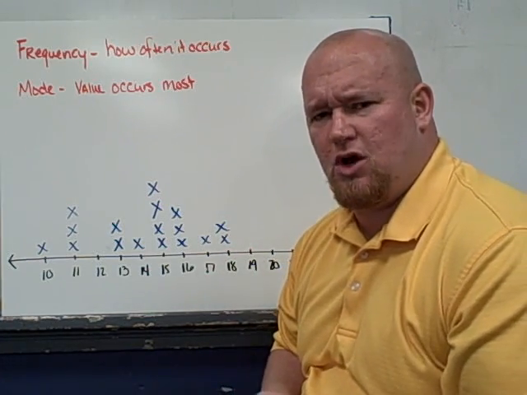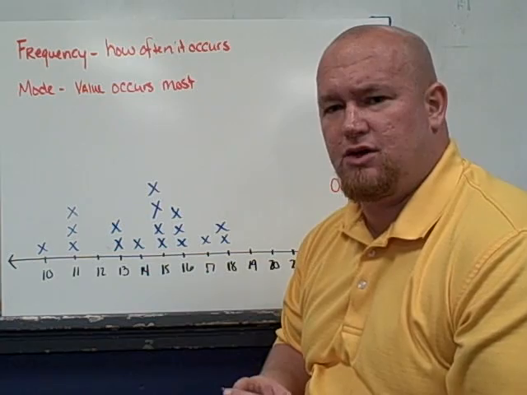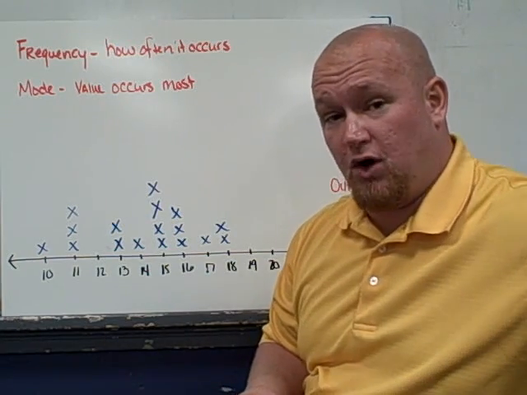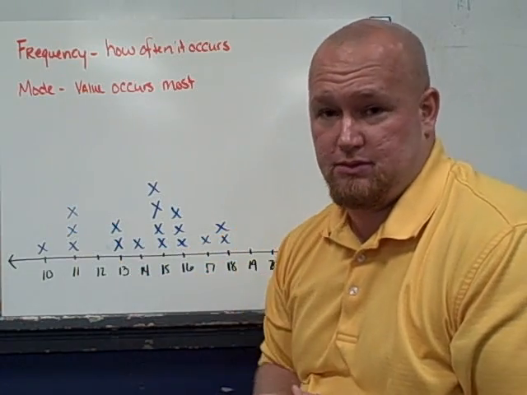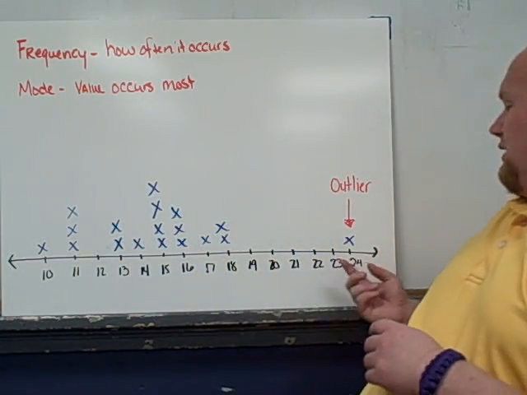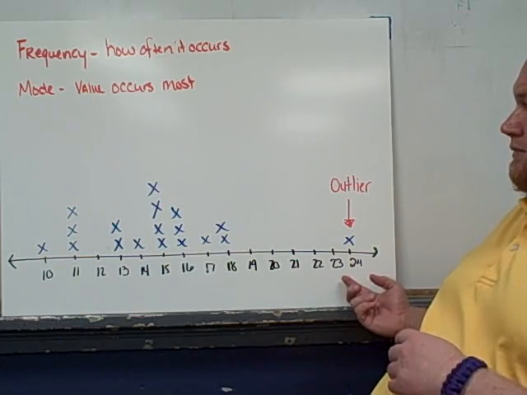And then I have what's called an outlier. An outlier is a value that occurs either really far down the line from our main grouping or really, really high up from our main grouping. Our outlier in this case is 24.